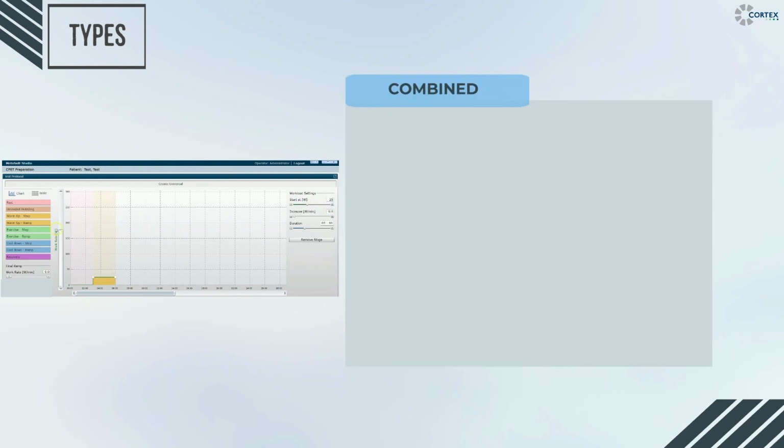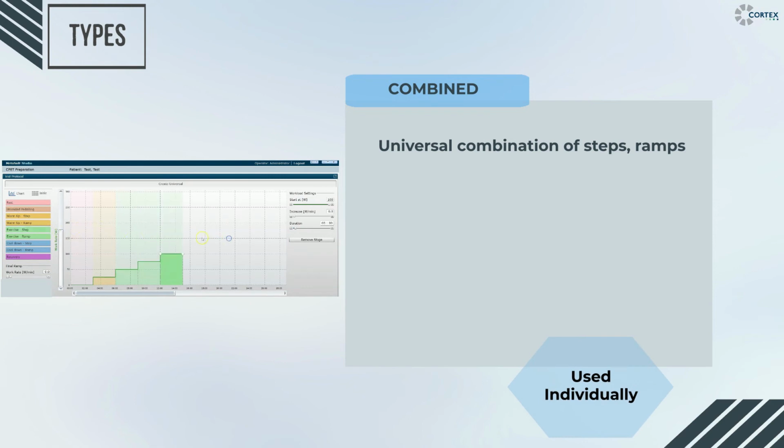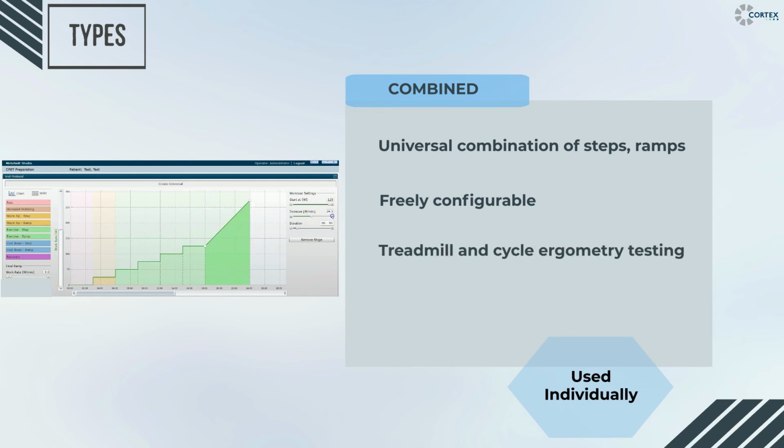Of course, when it comes to protocol creation, we're not limited to standardized protocols only. There's also a possibility of combining different types or produce your own protocol. The software gives the freedom of endless configuration options for protocol creation on both treadmill and cycloergometry testing. This flexibility is ideal when producing HIIT protocols.